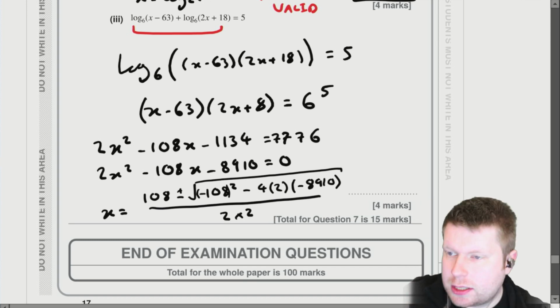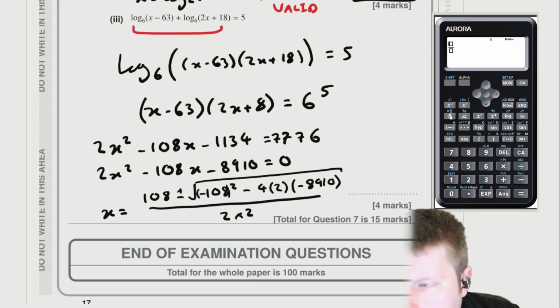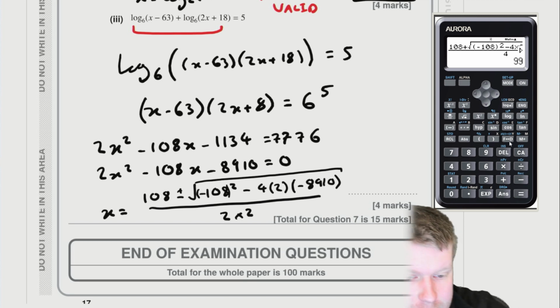Okay, and again, I'm just going to stick that into a calculator and see what the values come out as. So I'm going to clear that, put a fraction button in. I'm going to go 108, then I'm going to type plus square root of 108 squared. If I wanted to put brackets in here to make it negative, that's up to you, but I know that a negative number squared is just going to be positive anyway, so I'm being a little bit lazy just for the sake of coming to the end of the exam. And then negative 4 times 2 times, making sure I use my brackets again, negative 8,910, and then come out of that square root and go on the denominator, then 2 times 2, or I could just type 4 if I prefer, and that gives me 99 as one value.